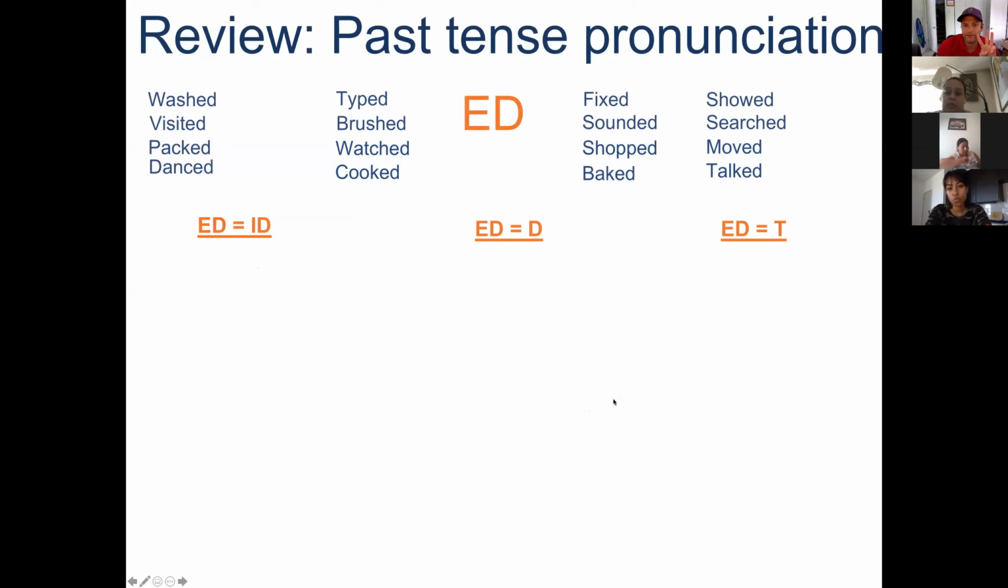Okay, so remember we have 3 different pronunciations for the verbs in the past tense, okay? Sometimes the ed sounds like an id, for example. Sorry. This isn't right. Hold on a second. Déjalo, papi. No lo vas a despertar.